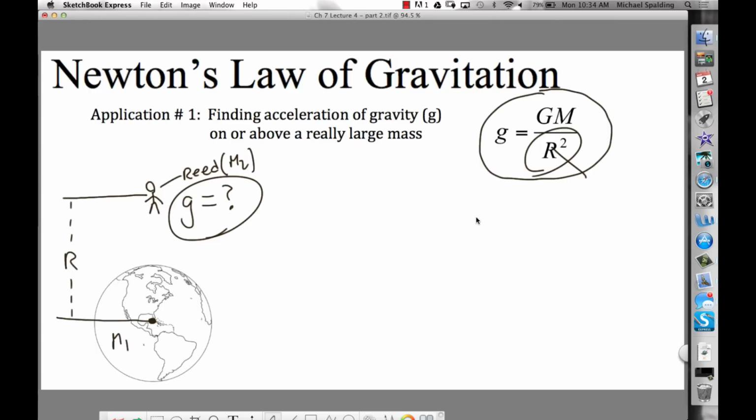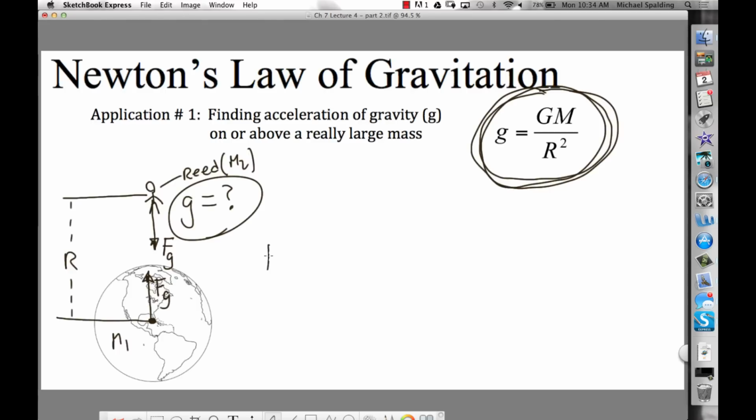Because you have to know this equation. Rather than just memorize it, I would like you to understand where it comes from, and it's very simple. Look, so Reed is attracted to the Earth, right? And that is a gravitational force of attraction. And by the way, is the Earth attracted to Reed? Yes, right? No force exists in isolation. If Reed is attracted to the Earth, that means the Earth is attracted to Reed.